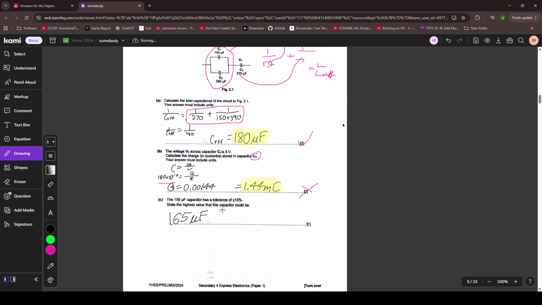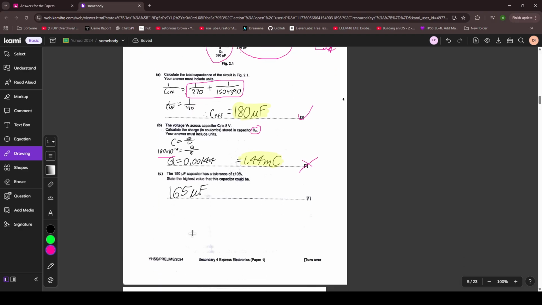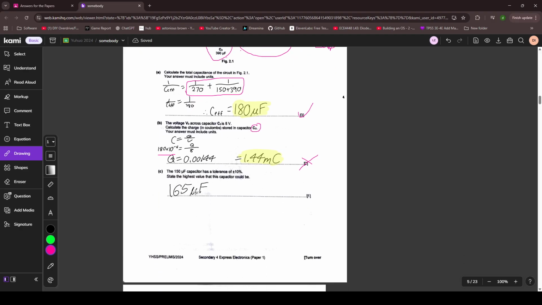The 150 microfarad capacitor has a tolerance of plus minus 10%, highest value. So you just take 150 plus 10% of 150, which is 165. So you're right. Okay.